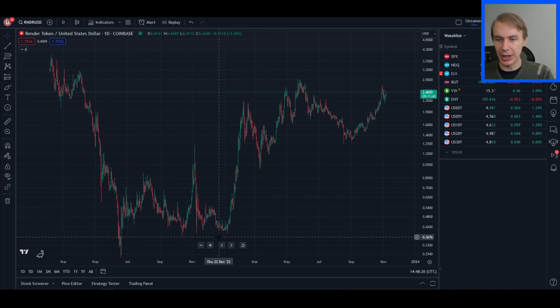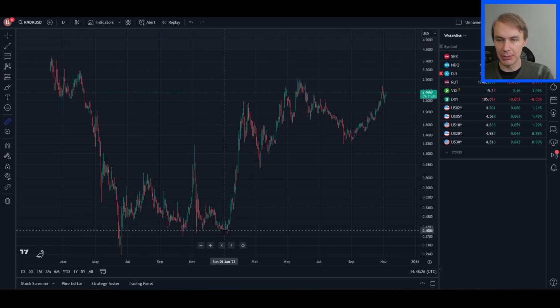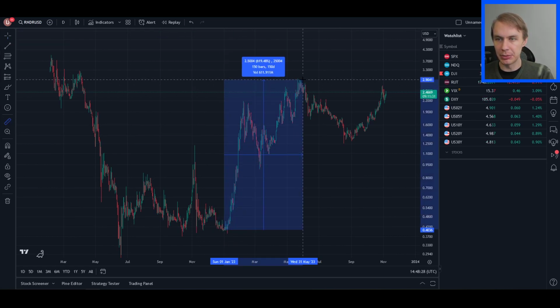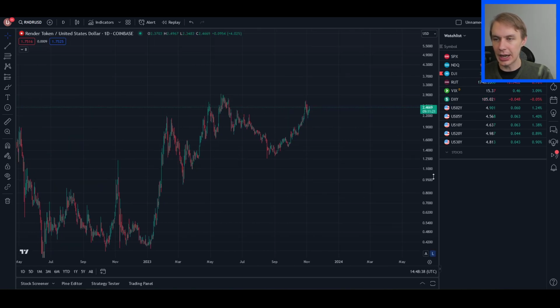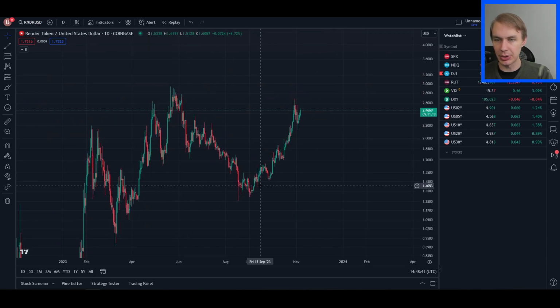So Render was one of the assets that performed very well with the AI hype coming into the year. If we just take a measurement, it reached an extension of around 620% to the upside, roughly, from the lows back here all the way through to this rally up here. And now it's trying to push up further. So after a deep correction, we are now pushing back to the upside.